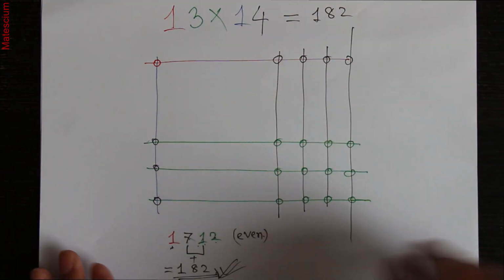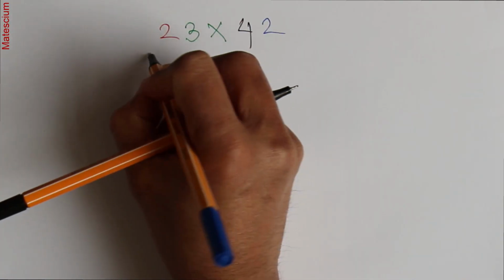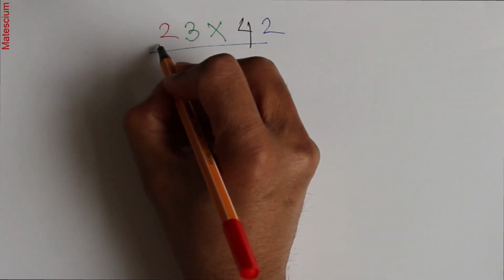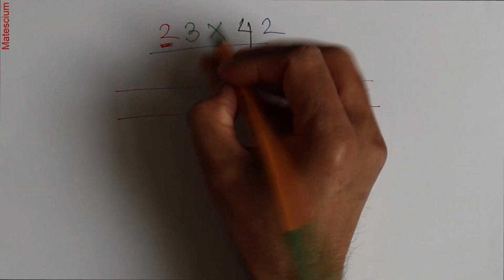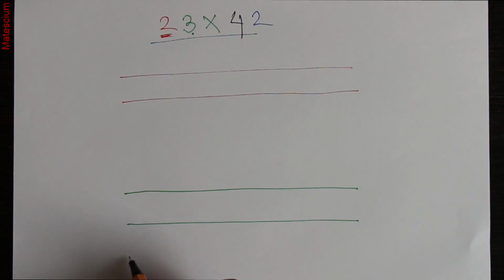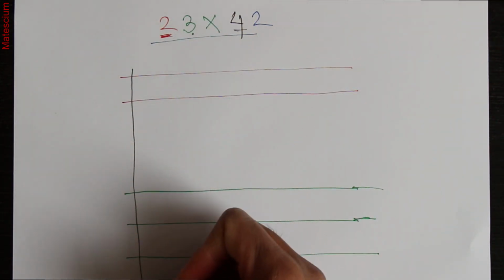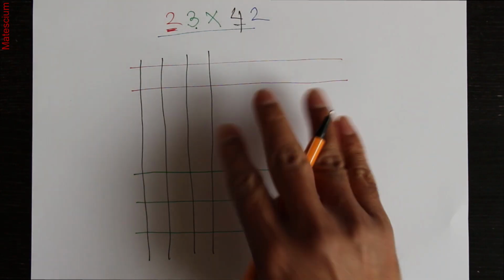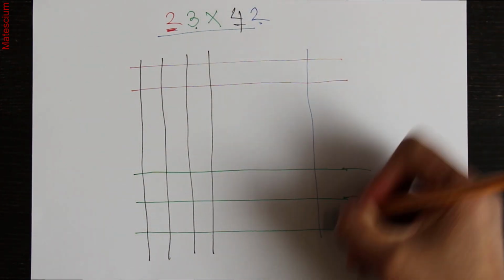To make it clear, let's make one more example. Let's say 23 times, let's say, 42. What's the answer? We have to draw 2 lines first. These 2 lines, 2, and next one is 3 lines, and then the next is 4 lines, that is the cross line. I would like to say 1, 4. Keep a certain space and make this 2 means 2 lines are here.